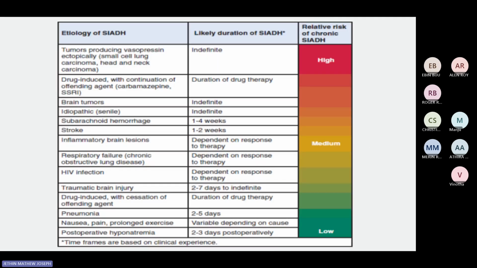So you can refer to this table later. This is basically a table showing different causes of SIADH and how long these causes can have their effect, how long SIADH can last. For example, in a stroke, maybe SIADH can last for about 1 to 2 weeks.